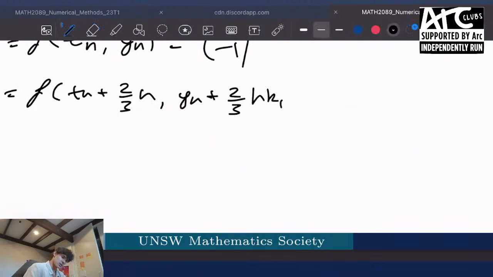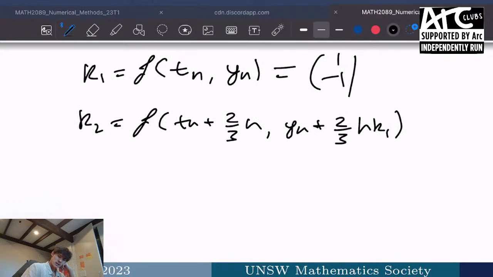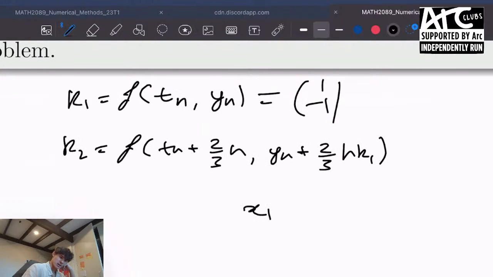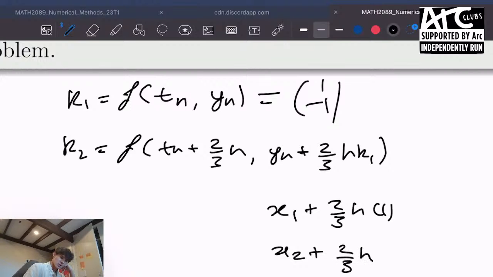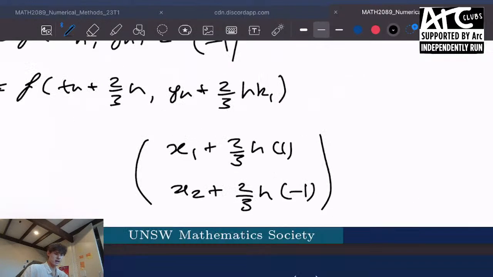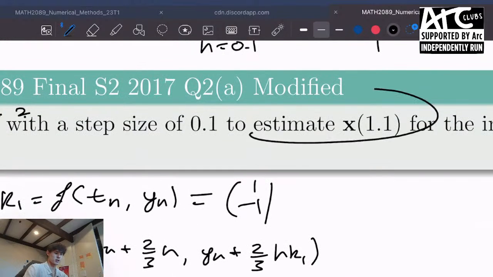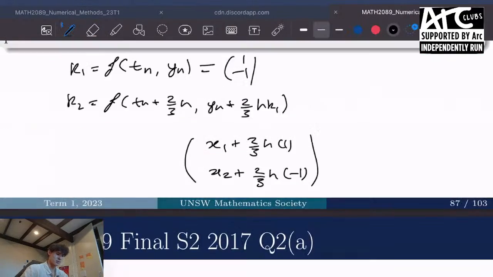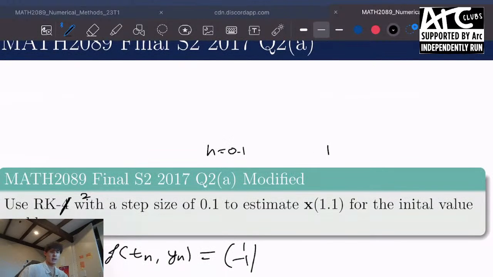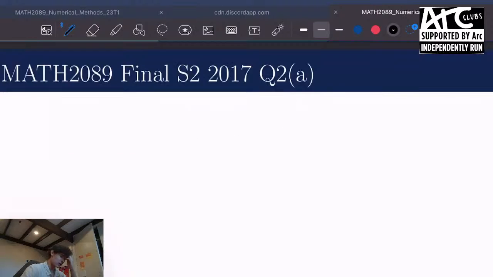So to actually do this, notice that we can just use the fact that we can do x1 plus 2/3 hk1, which is just 1, and then x2 plus 2/3 hk1, which was negative 1 for the second. If we did that, we could plug it into our calculator and get a value using Runge-Kutta 2. So that's how we apply these numerical methods, but it's a lot easier to implement algorithms that do them, for example, in MATLAB.